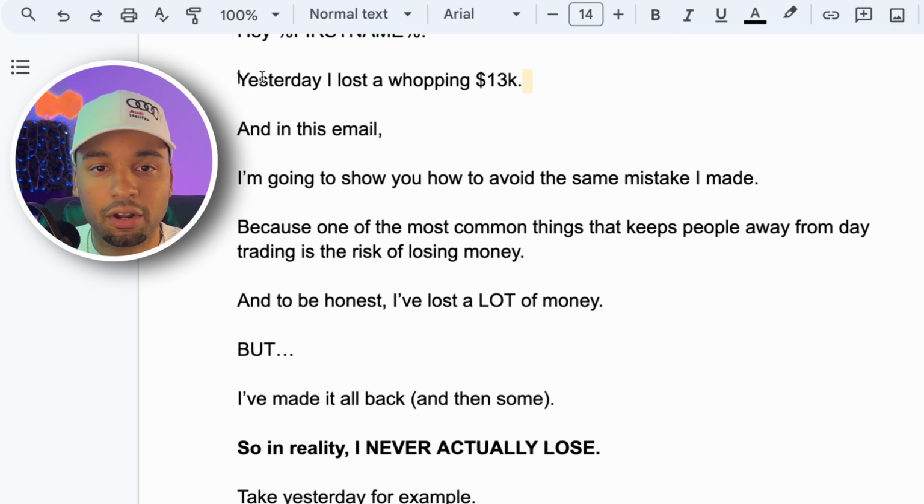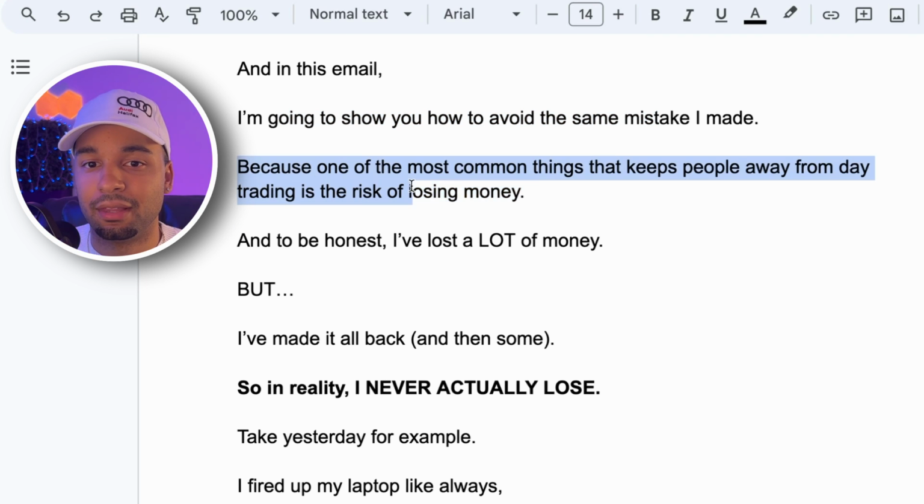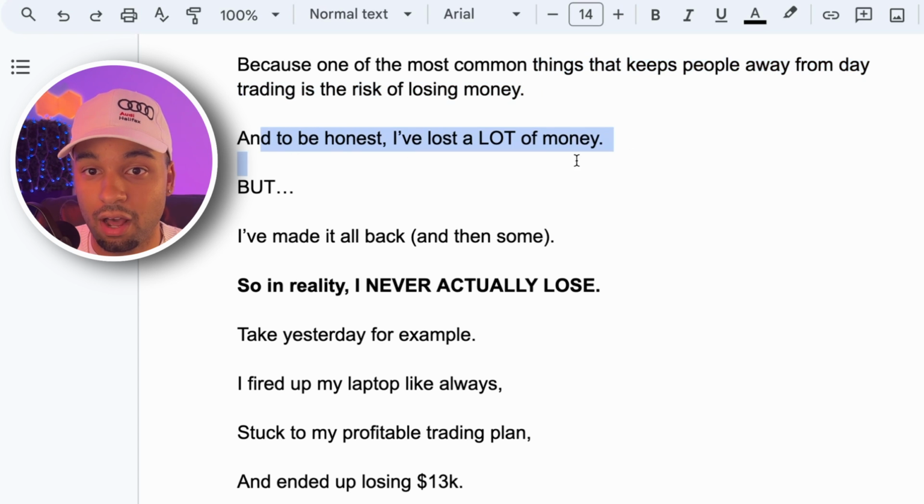So the hook of the email, I lost 13K, and I'm gonna show you how to avoid the same mistake. And they're gonna be like, okay, that's what's in it for me. That's why I'm reading this email. Good. And then it addresses something that's common, right? A lot of people stay away from this because you can lose money. Okay, so again, addressing the objection. And to be honest, I've lost a lot of money.